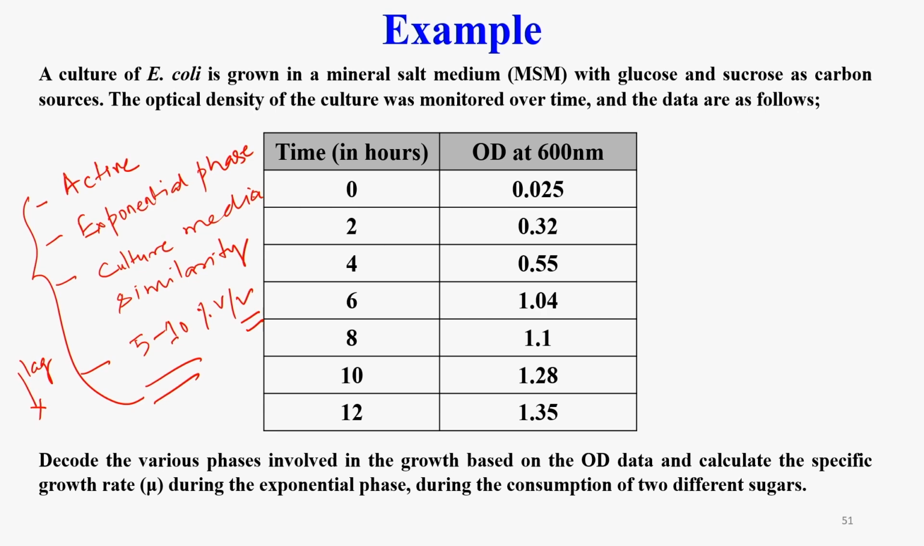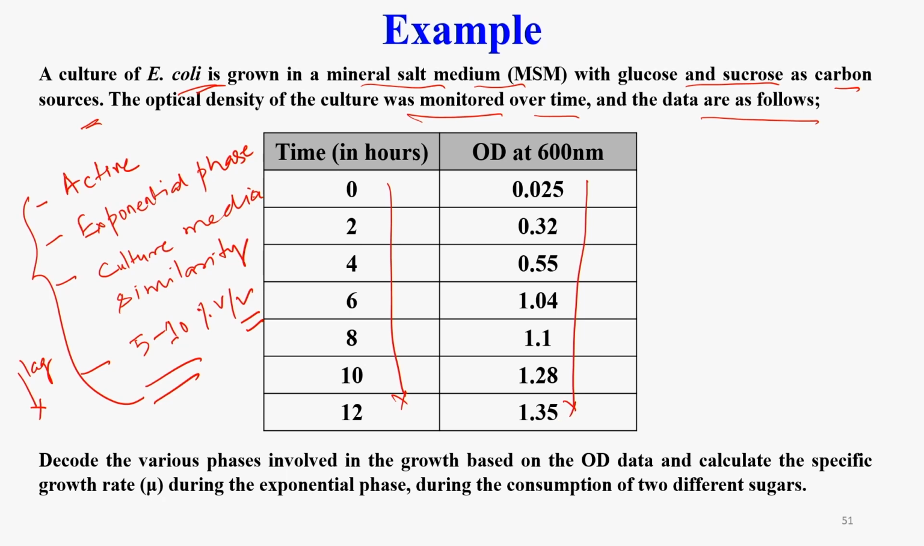Now, we will see one example here. A culture of E. coli is grown in mineral salt medium with glucose and sucrose as carbon sources. The optical density of the culture was monitored over time and the data are as follows. So, with increase in the time, we can see there is an increase in the optical density.